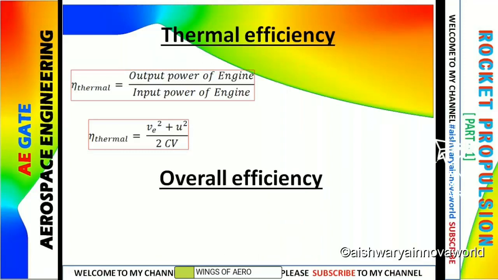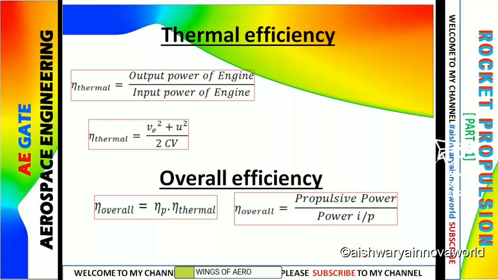Now comes overall efficiency. So overall efficiency is a product of propulsive efficiency and the thermal efficiency. So when you combine both in the formula here, we get propulsive power by power input of engine. And when you substitute the values, we get that it's a product of forward as well as effective jet velocity by a calorific value.